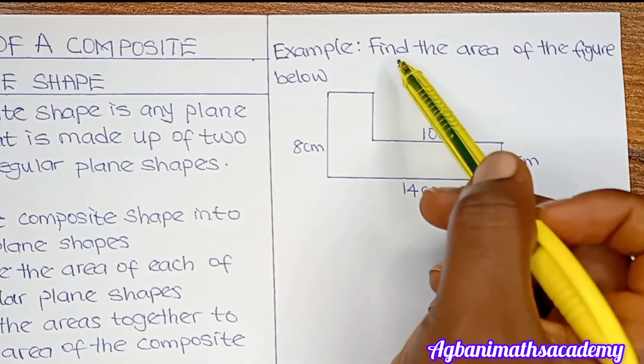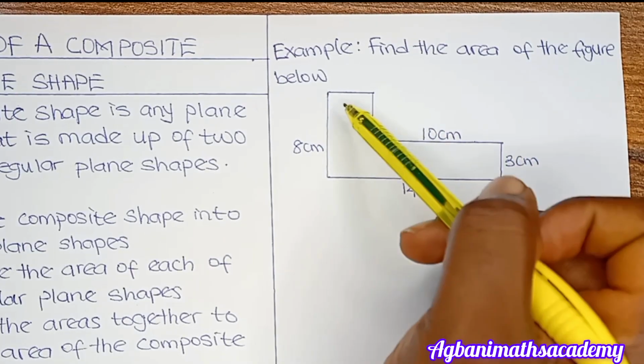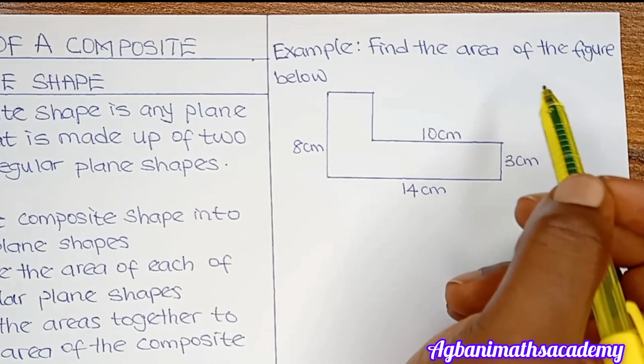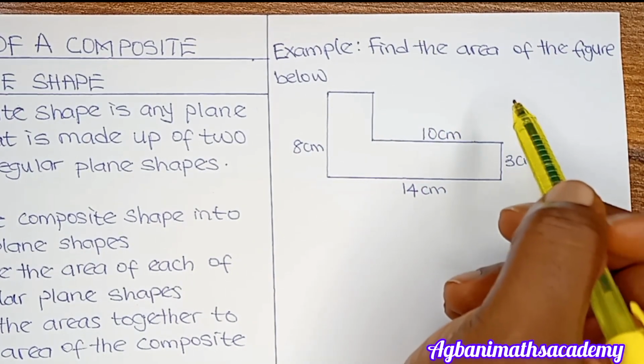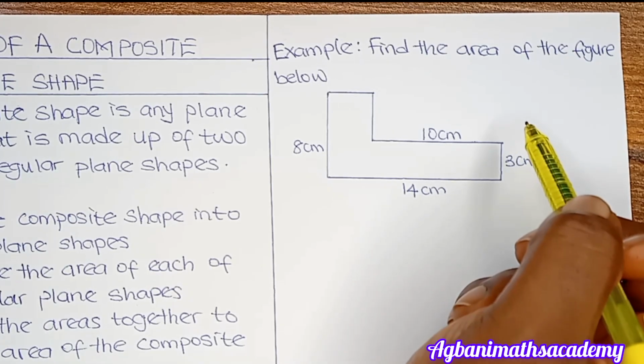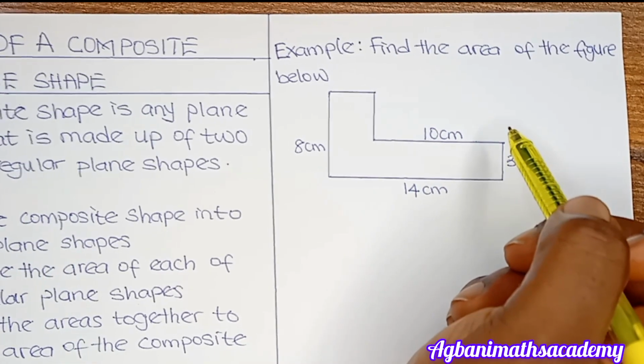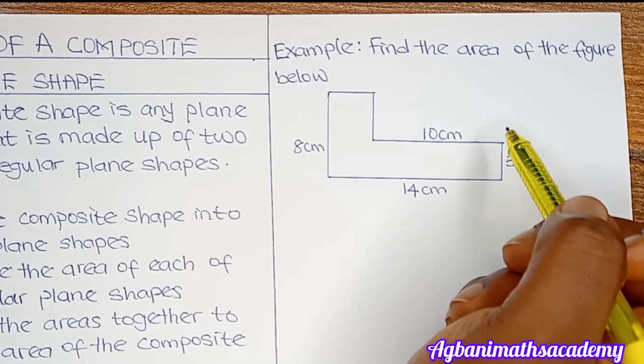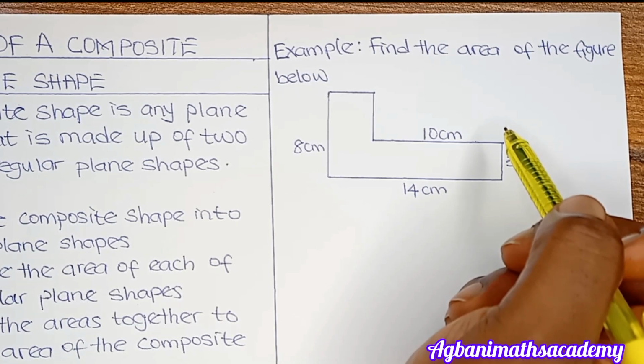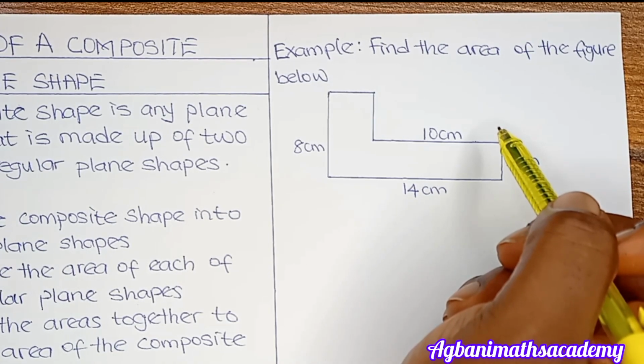So the first question is, we are told to find the area of the figure below. So this is a shape. What type of shape is this? Is this a rectangle? No. A square? No. A triangle? No. It is not any of the regular plane shapes we know. So it is a composite plane shape. This means it consists of more than one regular plane shape. So in order to solve this question, we need to follow these steps.